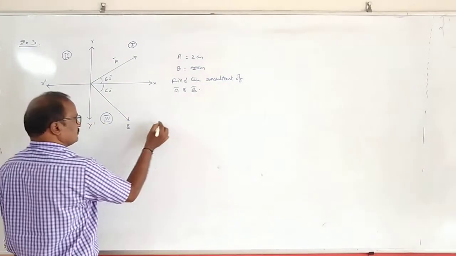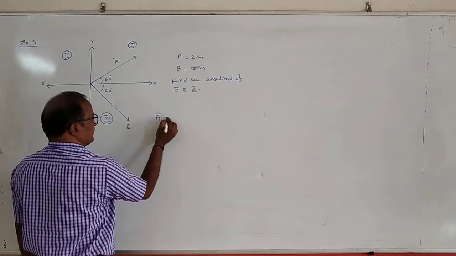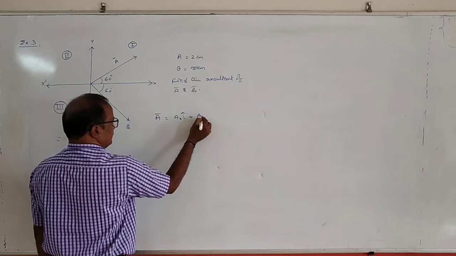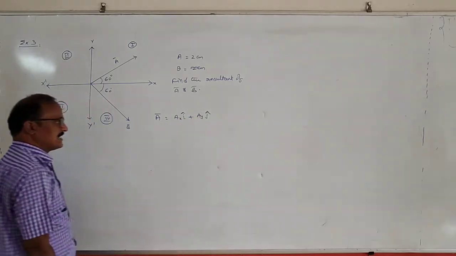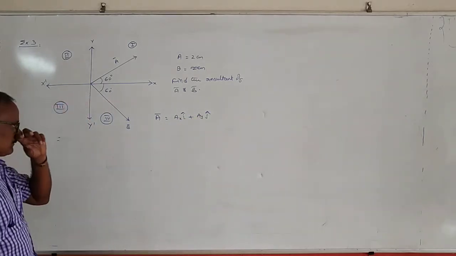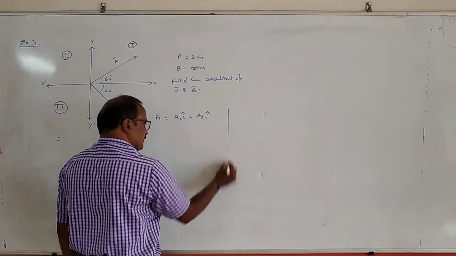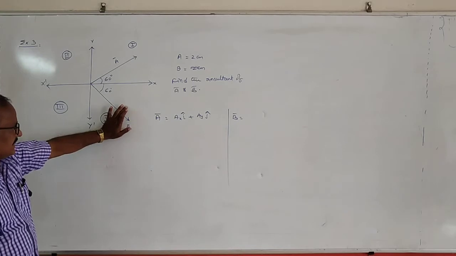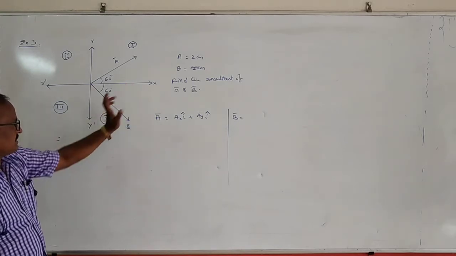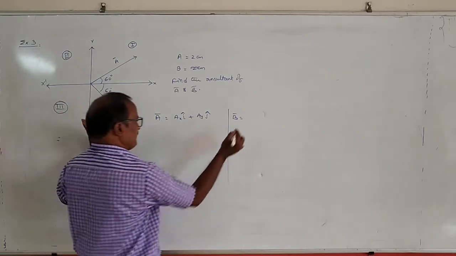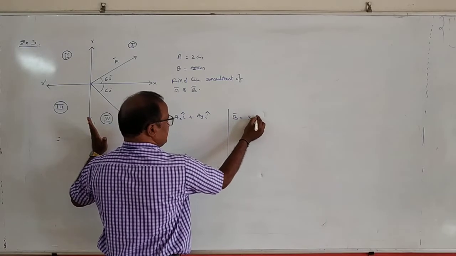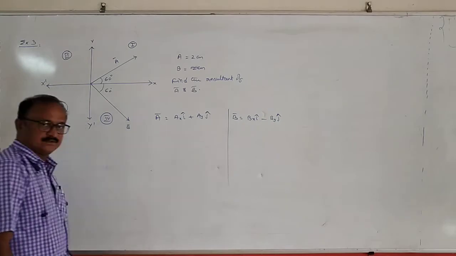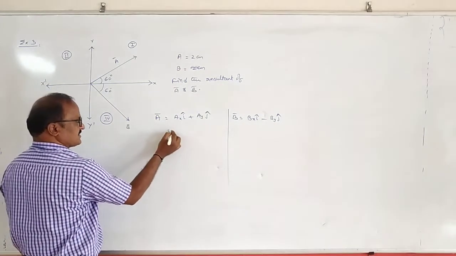How can we write down its vector form? A bar is equal to Ax i cap plus Ay j cap. Both are constant. And also b bar can be written as: b bar is lying in the fourth quadrant. In the fourth quadrant, x is positive and y becomes negative. Means Bx i cap minus By j cap. Okay. What is the value of Ax?